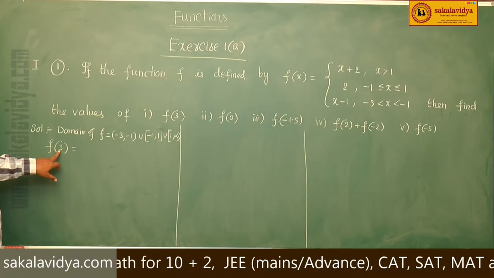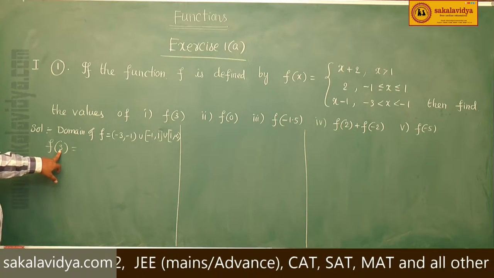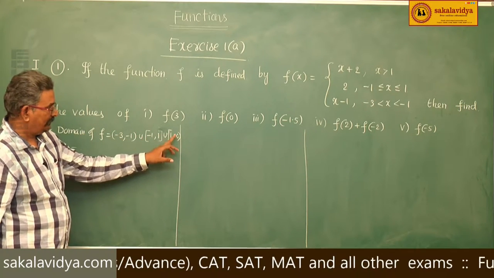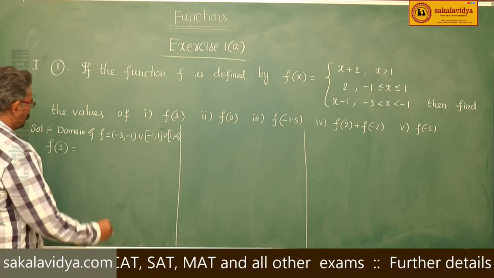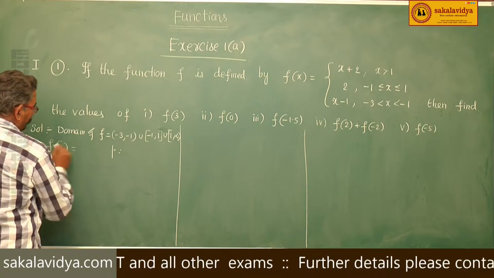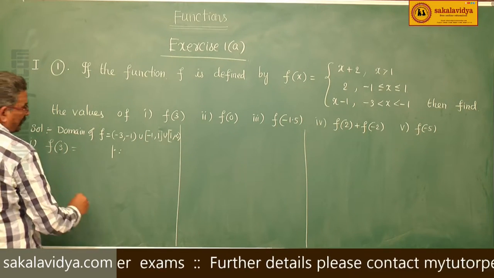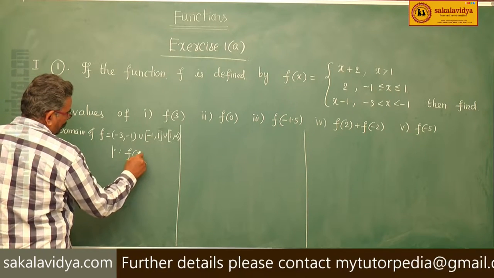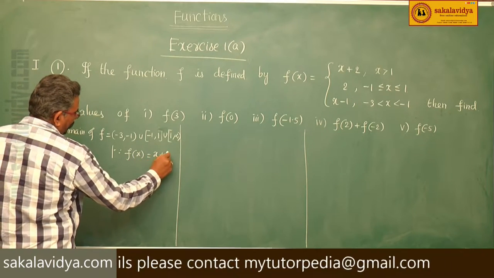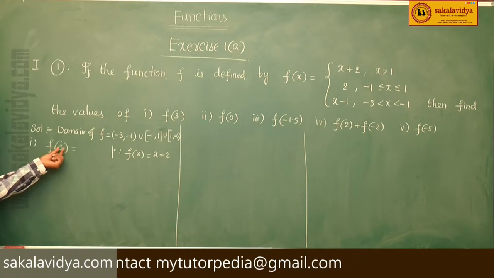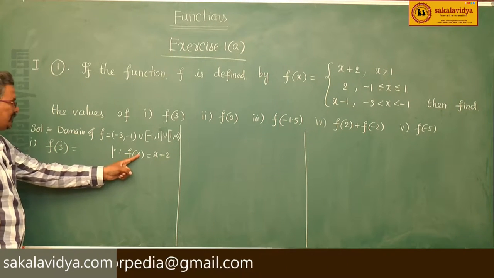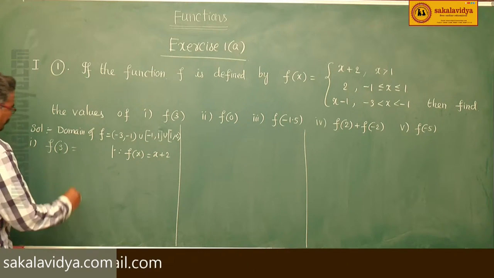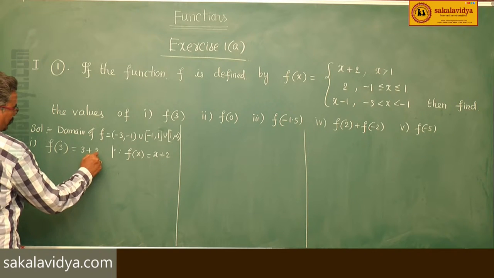This 3 comes under the interval x greater than 1. So when x greater than 1, the function is defined as f of x is equal to x plus 2. To find out f of 3, in the place of x write 3. So we get 3 plus 2, so 5.